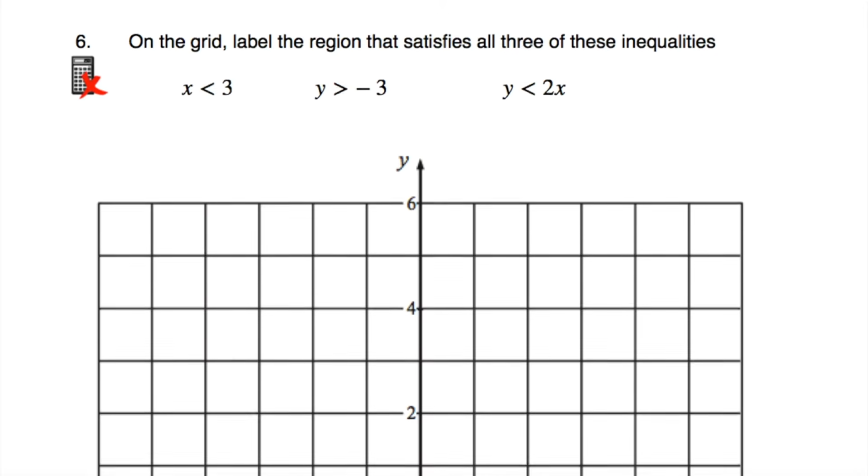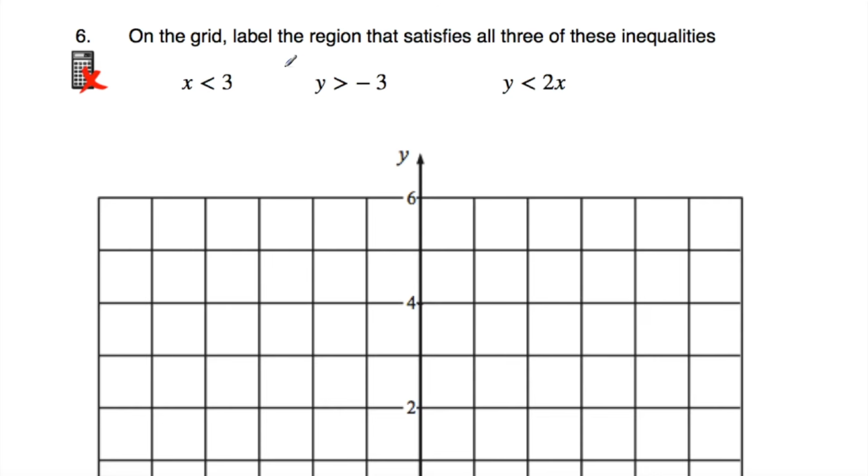Okay, question number 6. We've got these 3 inequalities, and we've been asked to label the region that satisfies all 3 of these inequalities. So we've got x is less than 3, y is bigger than negative 3, and y is less than 2x. Okay, so let's start off with the first one.